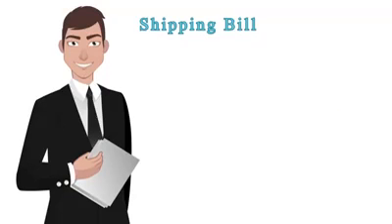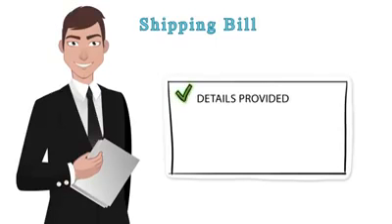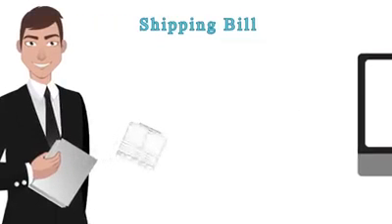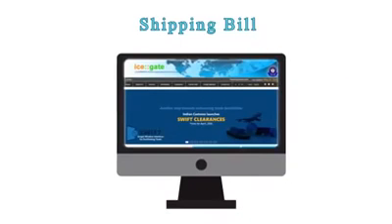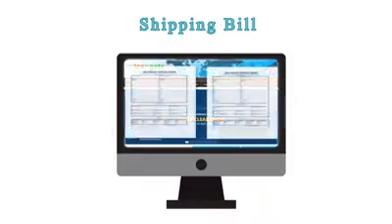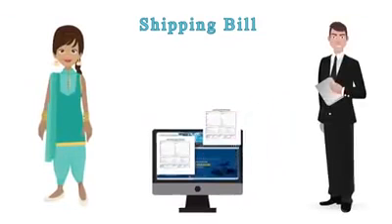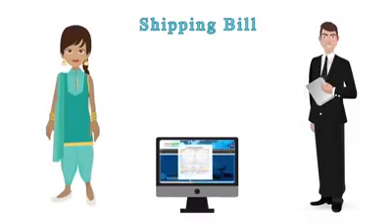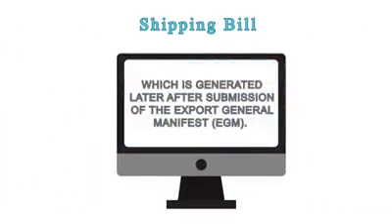The assessing officer in the export department checks the details provided and the exportability of goods under the foreign trade policy and other laws in force. After the let export order is given by the customs officer, the shipping bill is generated by the system in 2 copies, that is, 1 customs copy, 1 exporter's copy. There is a 3rd copy, that is, the EP copy, which is generated later after submission of the Export General Manifest, EGM. We shall discuss them in detail later.